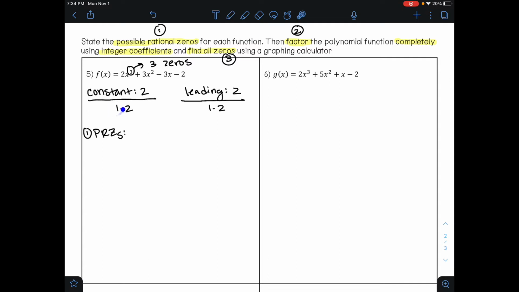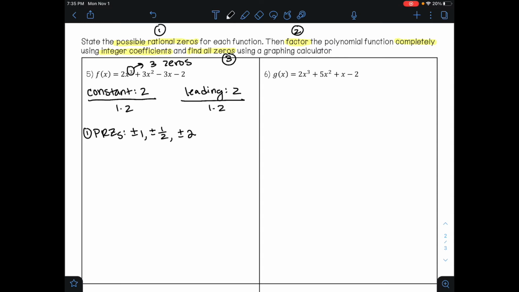are 1 divided by 1 is 1. 1 divided by 2 is 1/2. 2 divided by 1 is 2. And then 2 divided by 2, which is 1, which we already have there. So I have 6 possible rational zeros here. Plus or minus 1, plus or minus 1/2, and plus or minus 2. So I'm going to figure out which of these are actually zeros by using my graphing calculator.